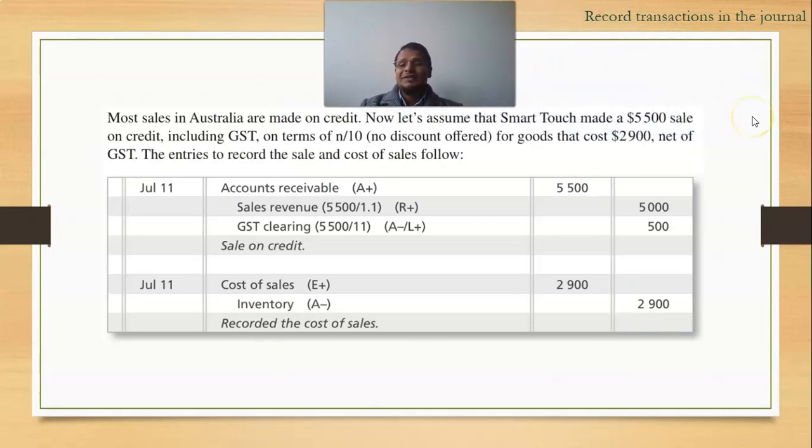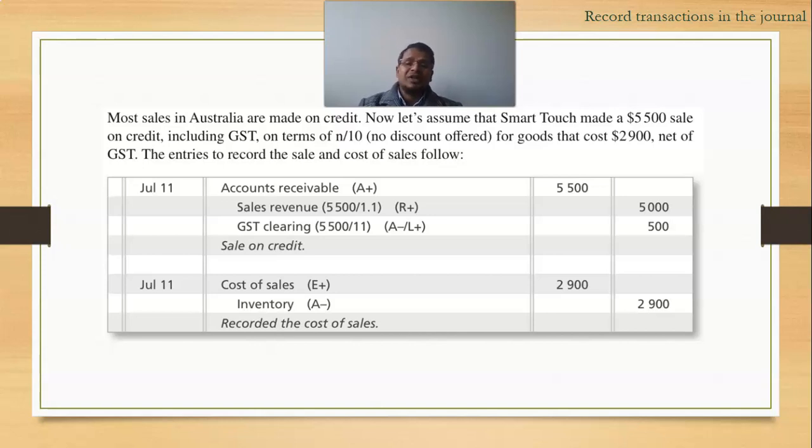Most sales in Australia are made on credit. Now let's assume that Smart Touch made a 5,500 sale on credit, including GST. GST is a kind of VAT, value added tax in some countries. The terms are n/10, which means no discount is offered and the credit period is 10 days. So you sell on account.